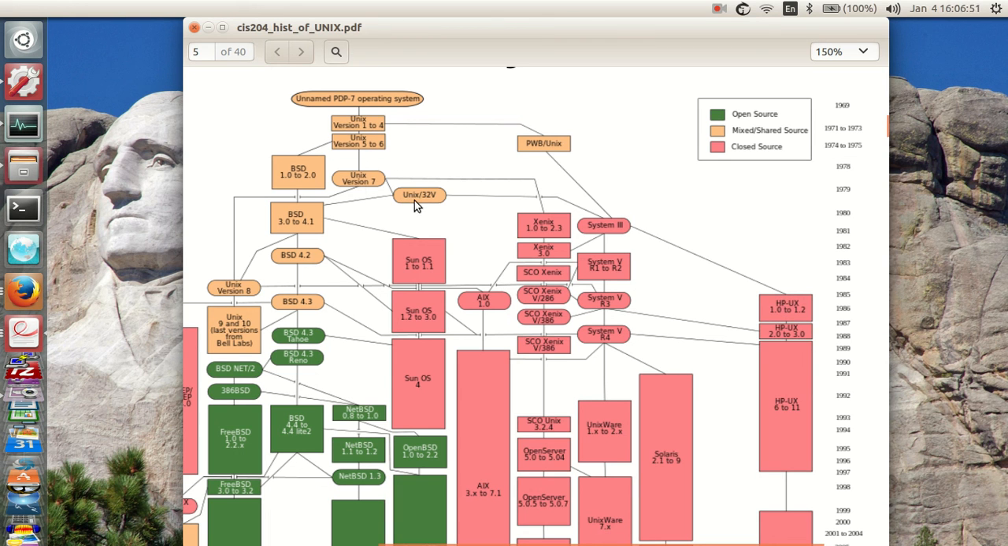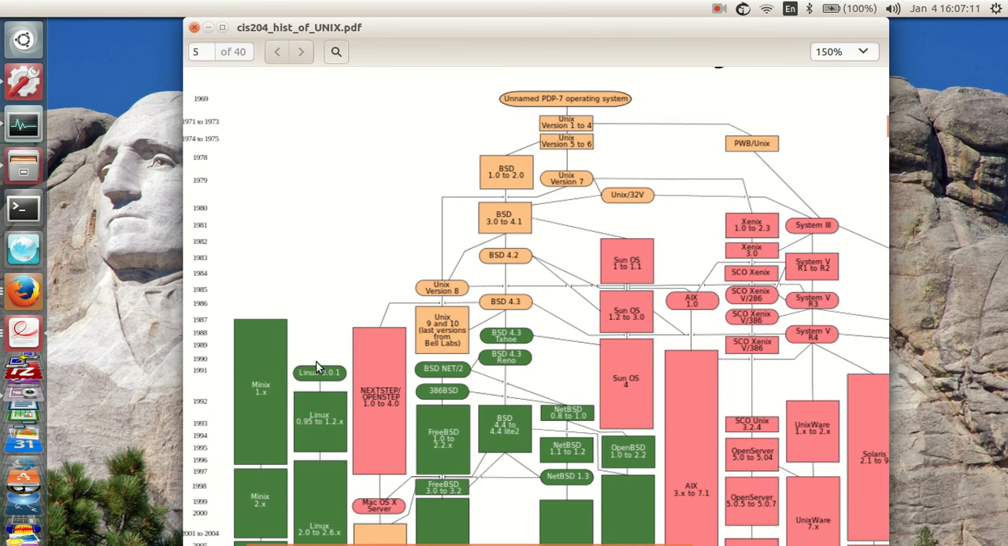Unix version 7 and Unix 32V gave us System 3 and this PWB Unix. The System 3 Unix became System 5, Release 1 to 2, Release 3, and then eventually the commercial Unix, System 5 Release 4. And why did I say that's commercial? Because that product occurred after the consent decree of 1984. Basically, the Bell system was split up in 1984. You can see that Microsoft product, Xenix, eventually became SCO Xenix.